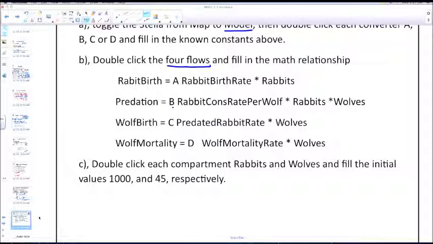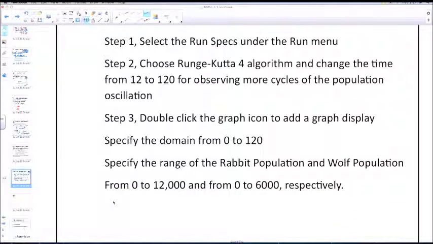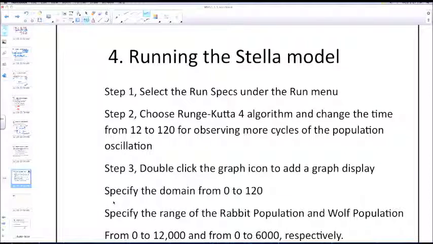After you finish this, what you get, we call a mathematical model. Now you are ready to run and simulate the model. So how do we do that? We need to go to the run specs. That's on the top menu, and you select the run specs from the run menu, and choose the right algorithm.